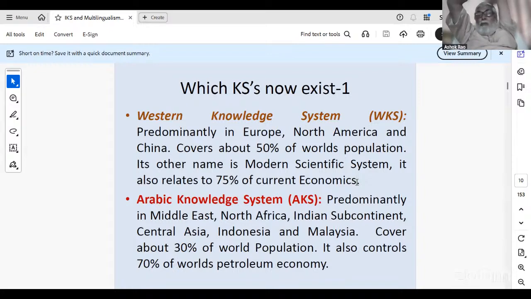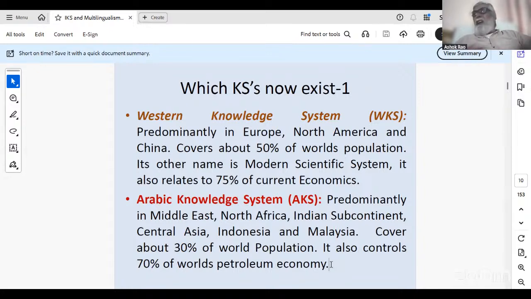So, because it's exceedingly dominating economically, we are part of it. The other knowledge system is the Arabic knowledge system, predominantly found in the Middle East, North Africa, Indian subcontinent, Central Asia, Indonesia, and Malaysia. It covers about 30% of the world population. It also controls 70% of the world petroleum economy. That's another reason why the Middle East is very important today.